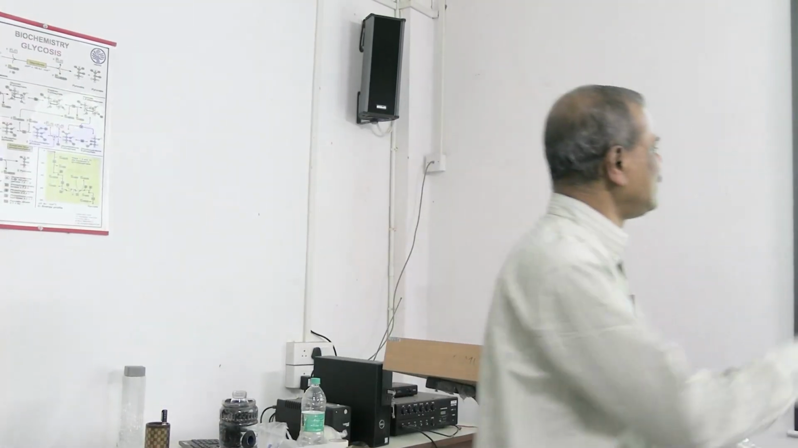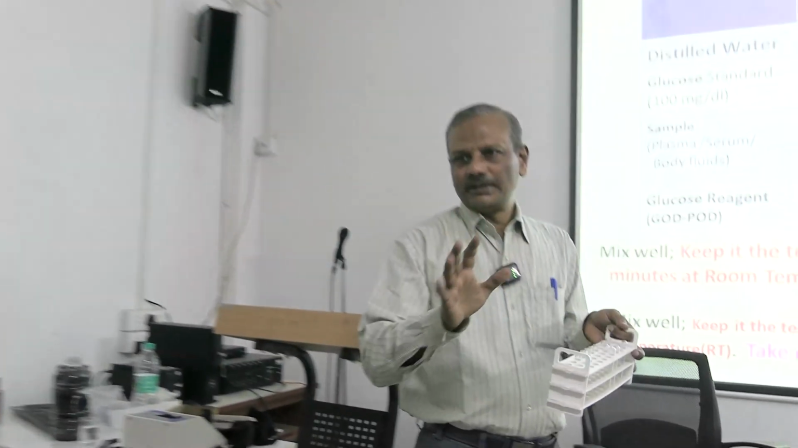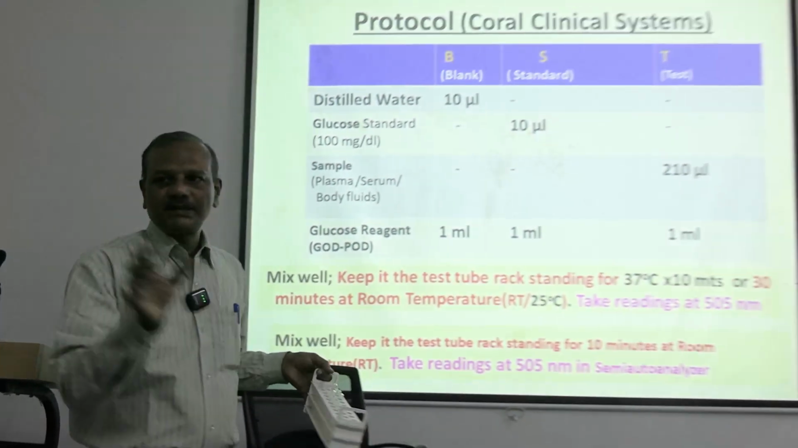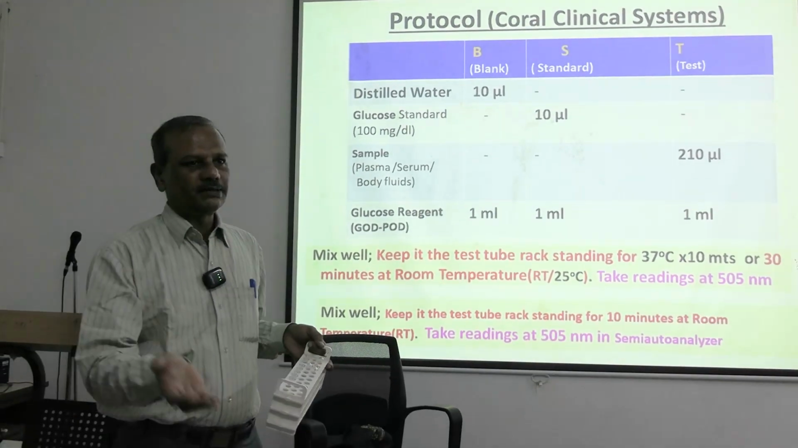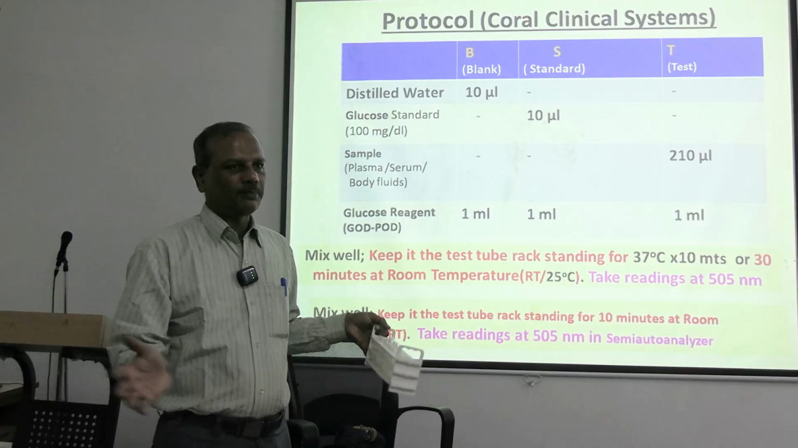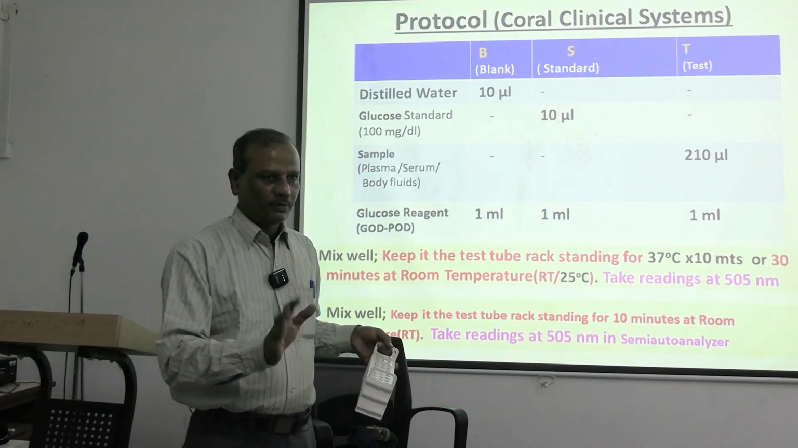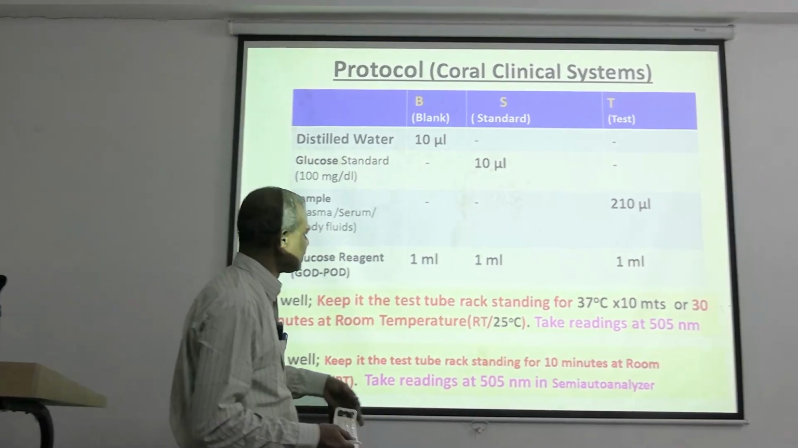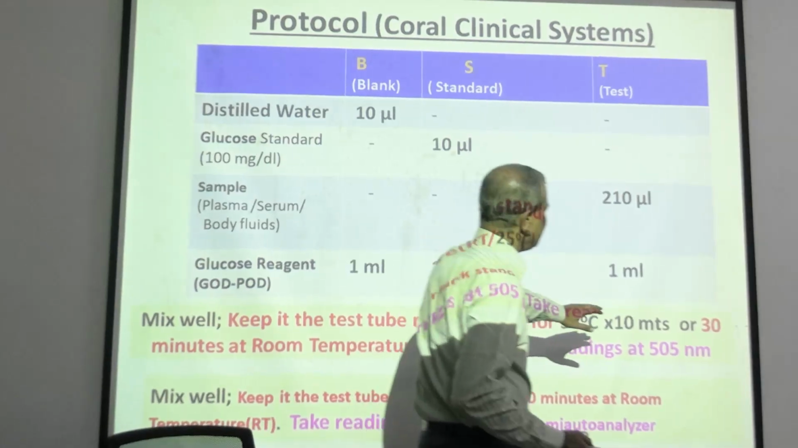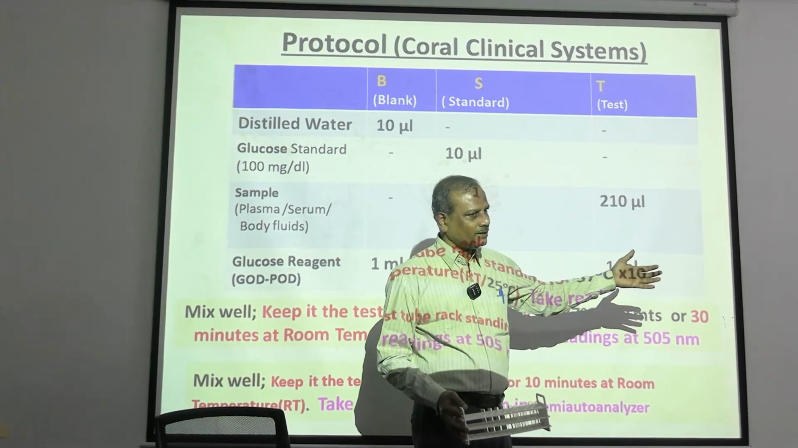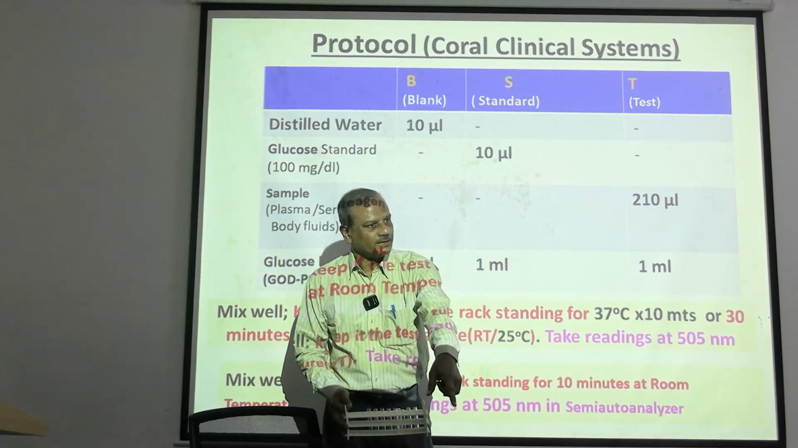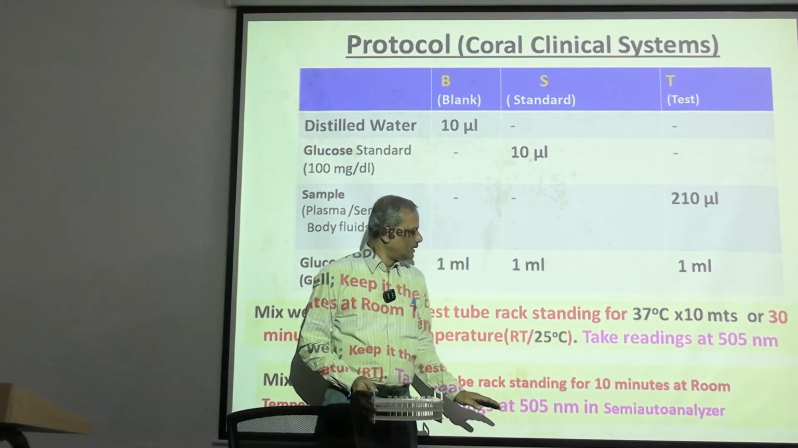Now, in that reaction, you allow the reagent to react, and that reaction time will vary. If you keep it at room temperature, since the temperature is low, you keep it for a longer time. If you increase the temperature, reactions will take place at a faster rate, so the timing will be less. If you keep it at 37 degrees, then the timing will be 10 minutes. It can be 5 minutes also. That needs to be standardized. That will be written in the literature itself.